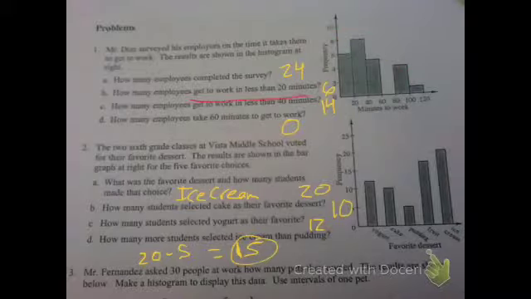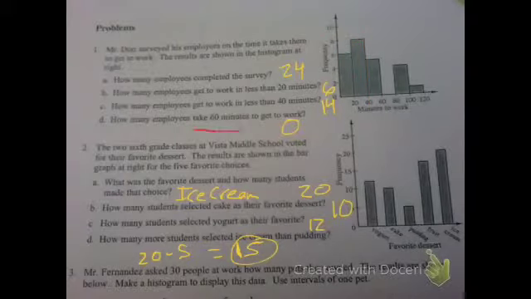How many work less than 20 minutes? Well, that's going to be this bar here to the left of the 20. And how many are less than 40 minutes? That'd be from the 40 left. So you have to add those bars up. Comes out to be 14.